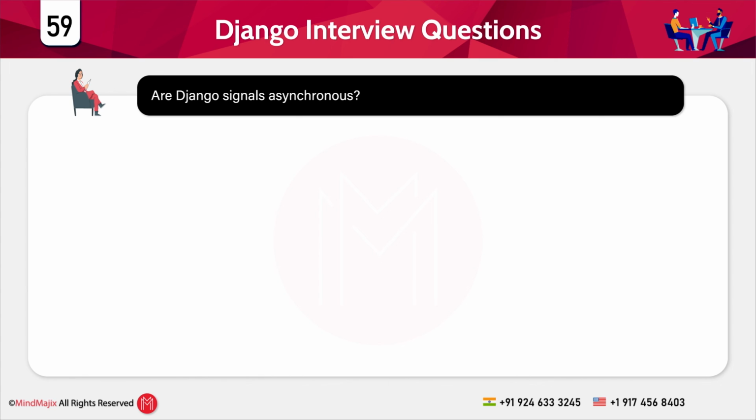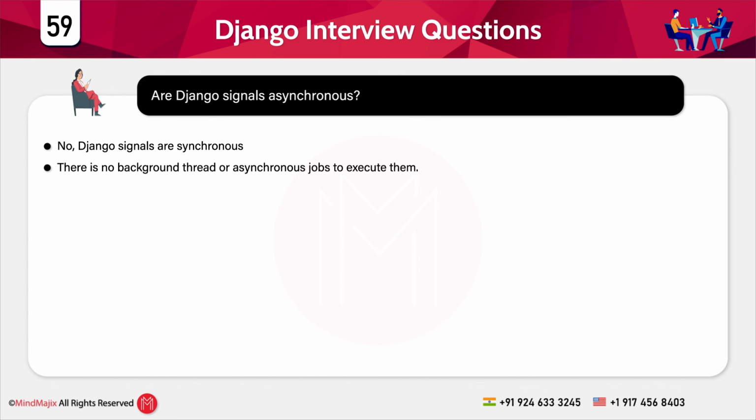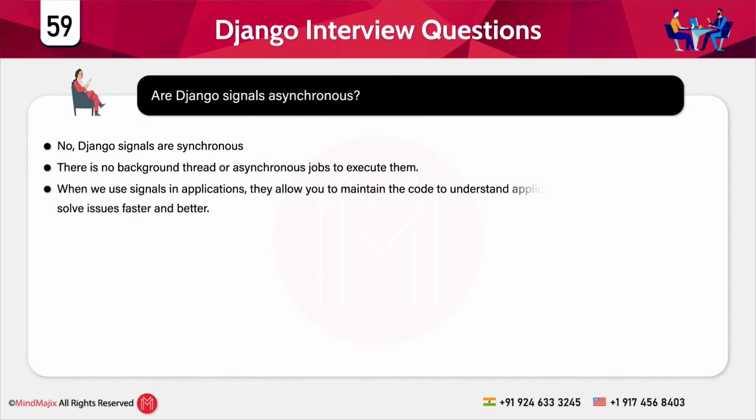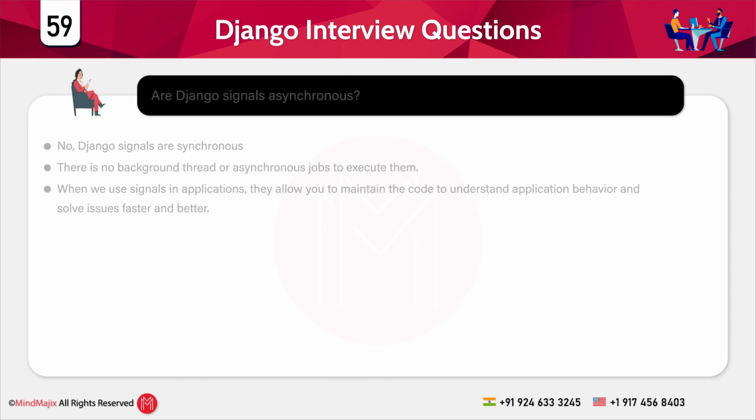The next question is, are Django signals asynchronous? The answer to this question is no. Django signals are synchronous. There is no background thread or asynchronous jobs to execute them. When we use signals in applications, they allow you to maintain the code, to understand the application behavior, and solve the issues faster and better.